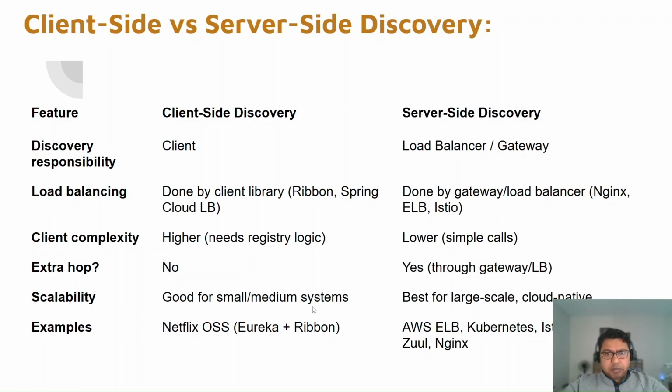Scalability: client side is good for small or medium systems. Basically I don't think it's even good for medium systems, it's only good for very small systems. Server side discovery is for large scale cloud native, meaning real-time scenarios, where we always need server side discovery. For client side, an example is Netflix OSS, Eureka plus Ribbon. We'll be seeing in our example how we are using Eureka. And for server side discovery we have AWS ELB, Kubernetes, API gateway, Zuul, etc.